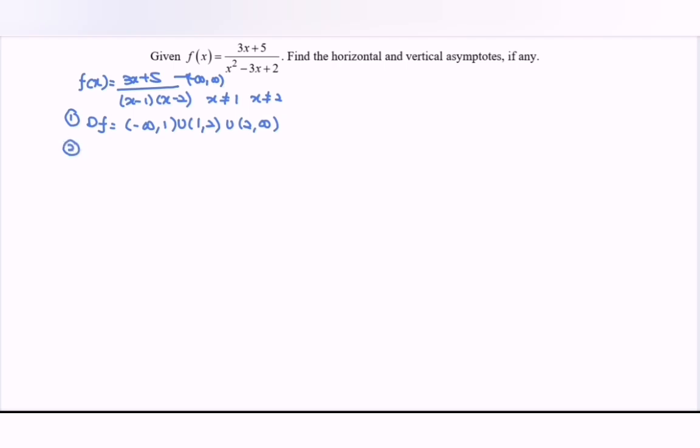Second step, find the vertical asymptote. We have to refer to the domain: limit when x approaches 1 from the left, limit when x approaches 1 from the right, limit when x approaches 2 from the left, limit when x approaches 2 from the right. So kindly copy the function f(x).